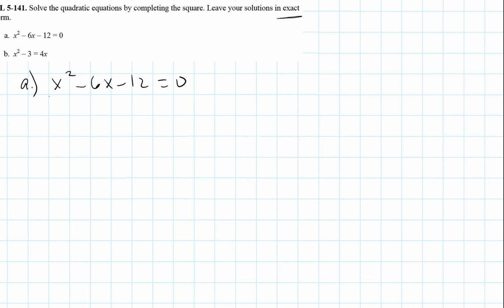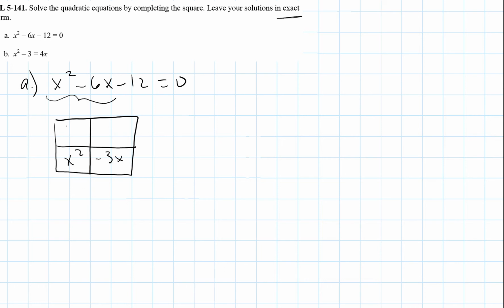So remember, we're going to complete the square on the first two terms. So this is going to be x squared, and then this is going to be minus 3x minus 3x. So x minus 3, x minus 3. Negative 3 times negative 3 is 9. Okay, so I need for this right here to be 9.